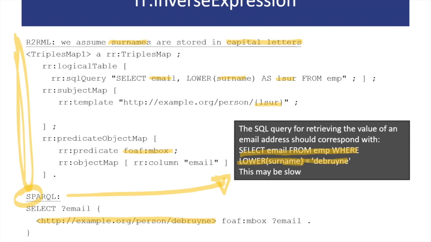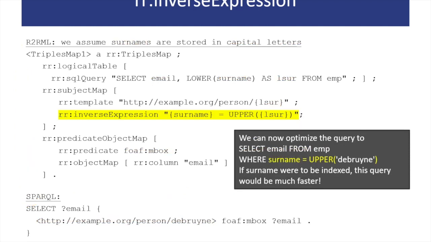So how can we optimize that? Well, with the rr:inverseExpression directive, we can state that the surname needs to equal this following transformation function. So whenever we fire this query, this will generate the following SQL query: select email from employee where surname equals upper de Bruyne. And if surname were to be indexed, this query would be much, much faster. So that is the use of the inverse expression. It potentially optimizes the retrieval of information when accessing the contents of a relational database as a virtual RDF graph.